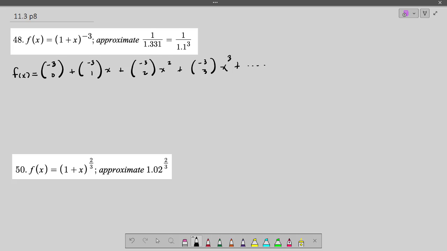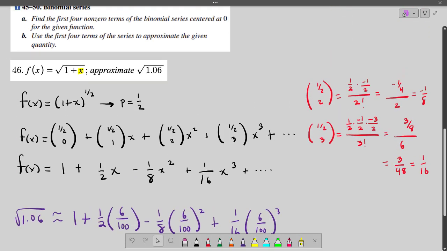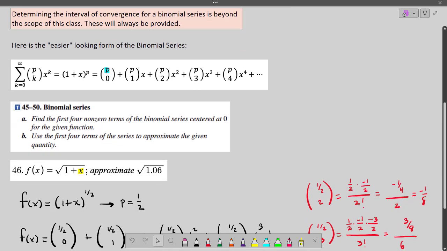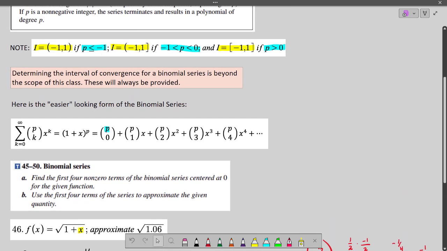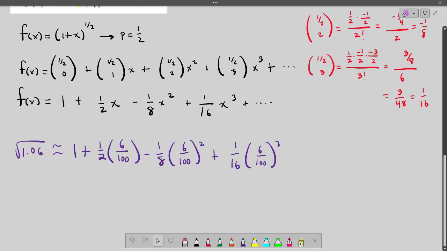Oh, one thing I didn't say on the last thing was the interval of convergence. Let's just go back there for one second. So notice intervals of convergence are given to you. With this one here, we said our p-value is 1/2. So when p is 1/2, we are over here, right? P is positive 1/2, so it's going to be negative 1 to 1 closed. So the interval of convergence here would be negative 1 to 1 closed.